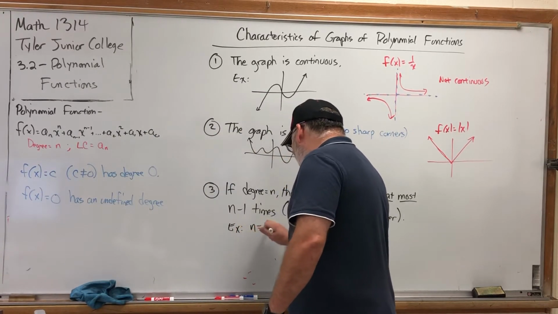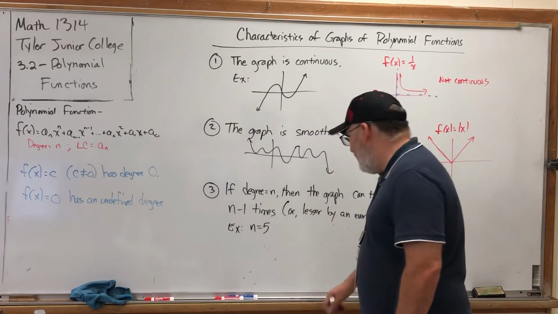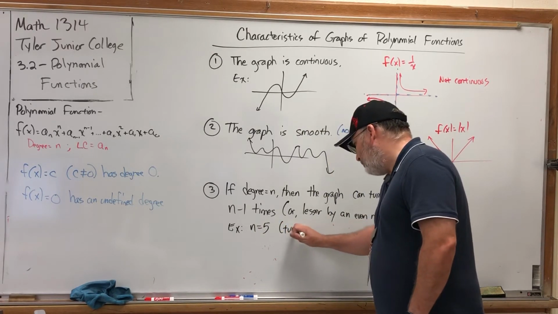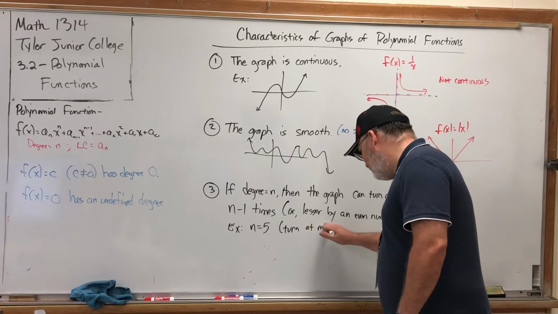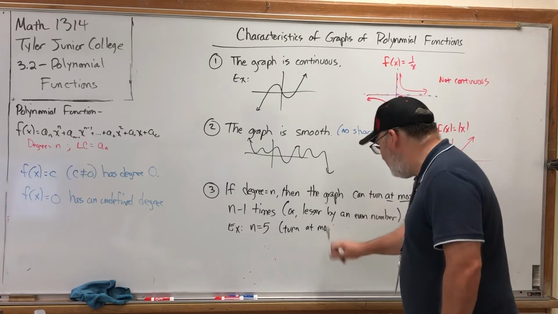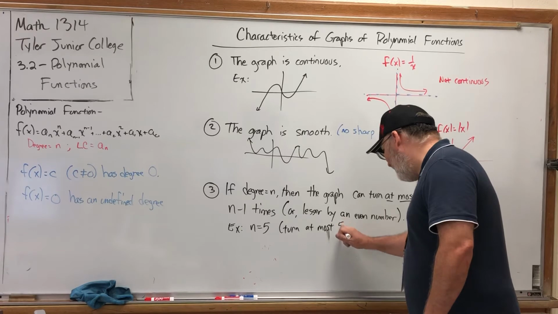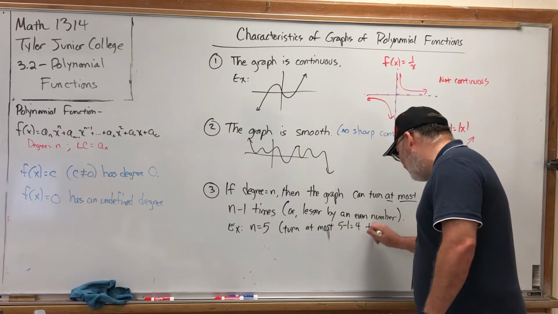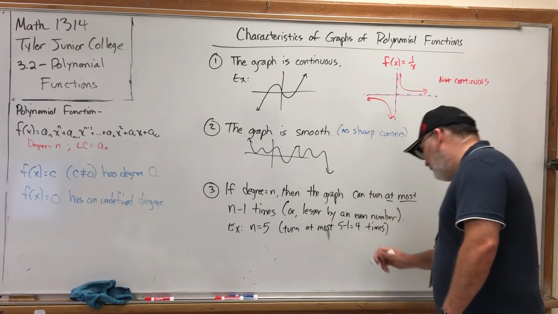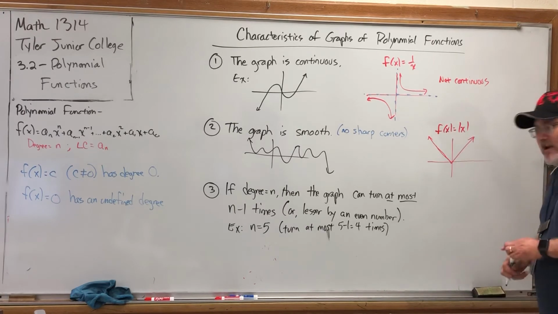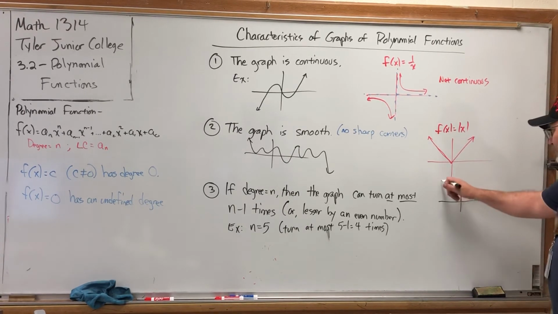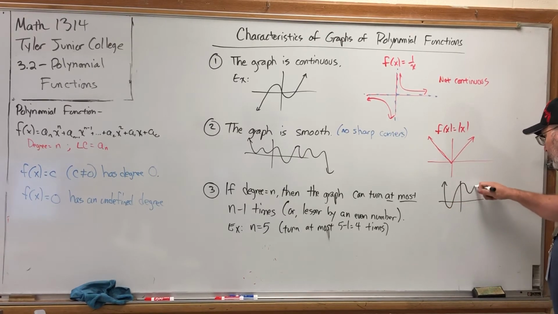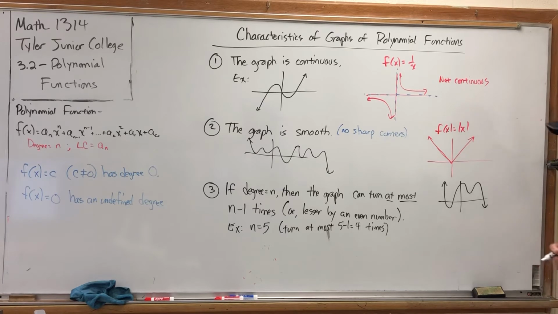if the degree was 5, then that means we can turn at most 5 minus 1, which equals 4 times. So what would it look like if a graph turned at most 4 times? Well, it could turn 4 times. So we'll start high and turn 4 times. 1, 2, 3, 4. So it could look like that.